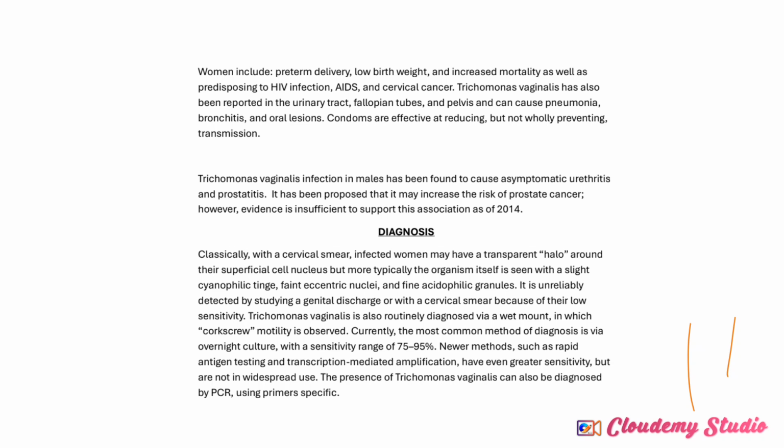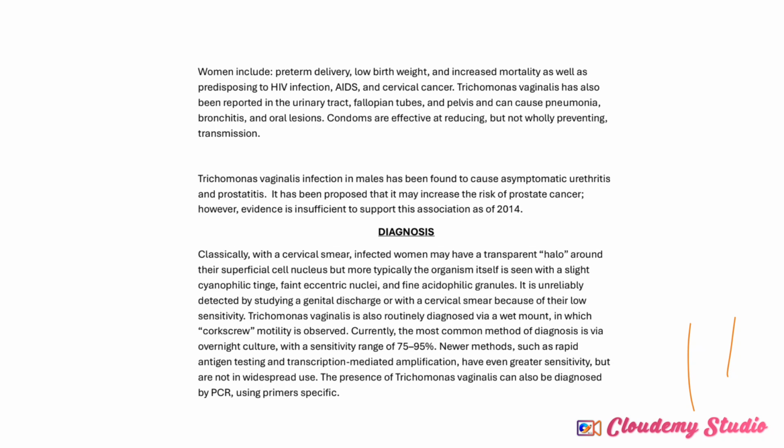Trichomonas vaginalis infection in males has been found to cause asymptomatic urethritis and prostatitis, which is inflammation of the what? Inflammation of the urethra and inflammation of the prostate, but it is asymptomatic. They won't really show symptoms. Most times they don't really show symptoms. And it has been proposed that it may increase the risk of prostate cancer. However, evidence is insufficient to support the association as of 2014.